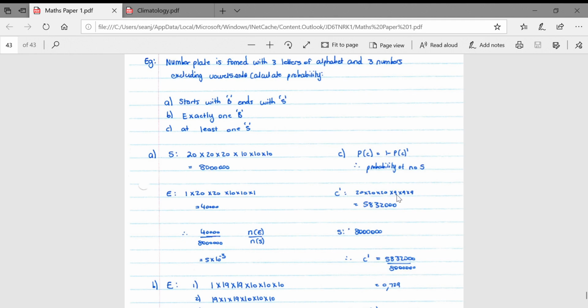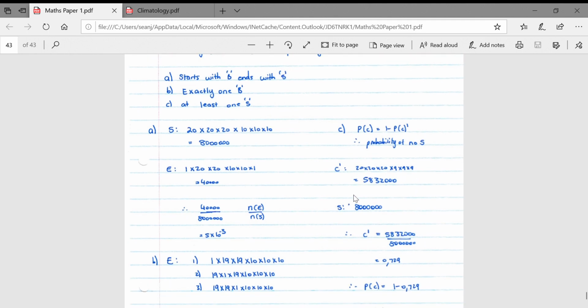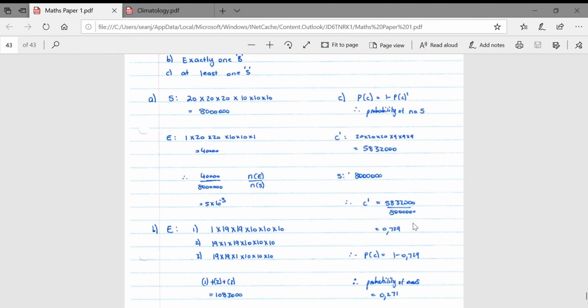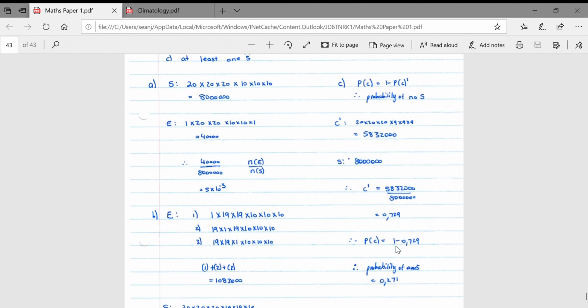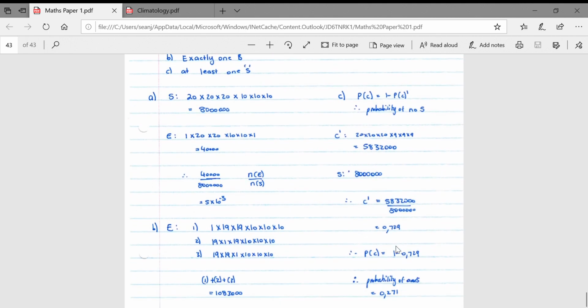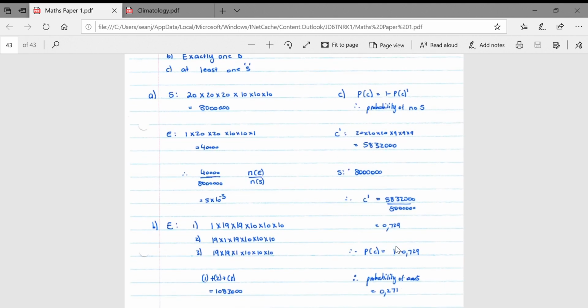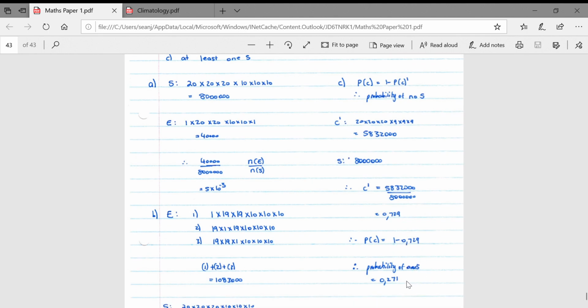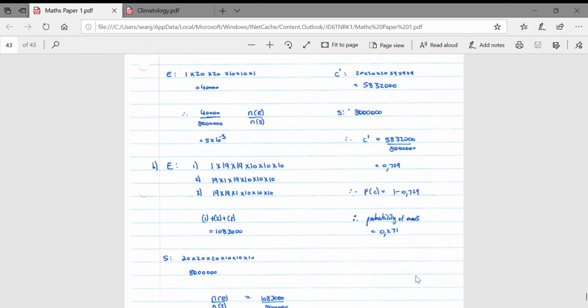All your letters are included, but then you only have 9 choices for your numbers. And then your sample space you're using from here, you've already worked it out. Divide the one by the other, you'll get 0.729. But remember, this is the probability of there being no S. So then the probability of at least 1 S is 1 minus that answer, and then you will get 0.271.